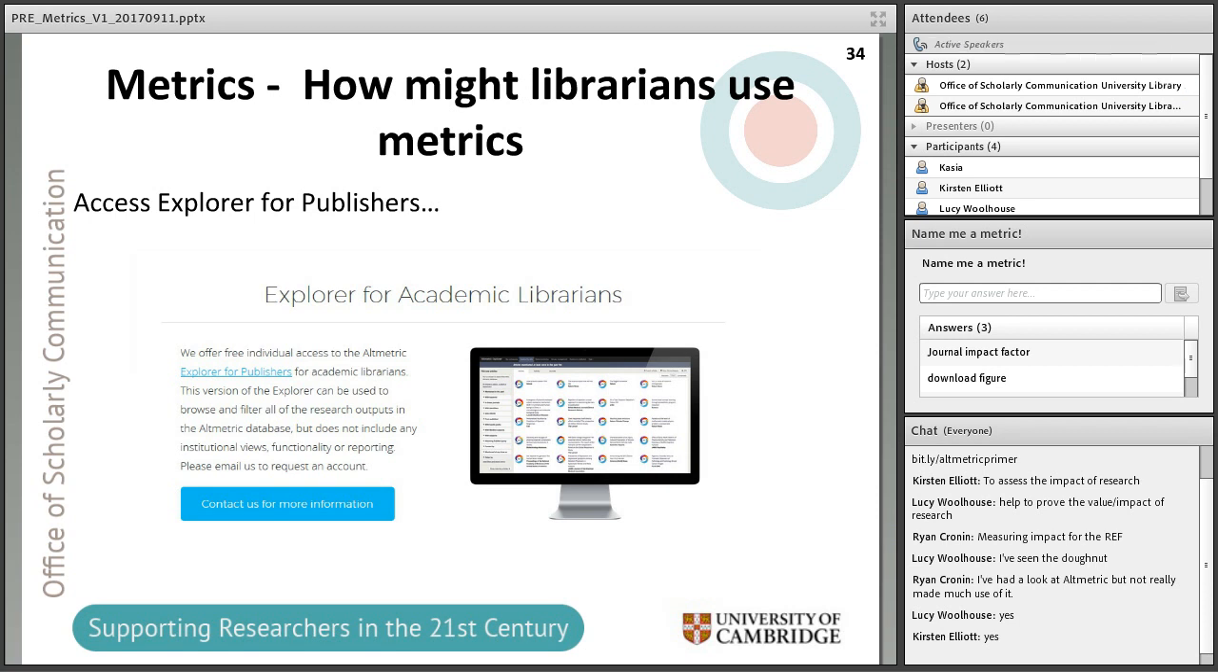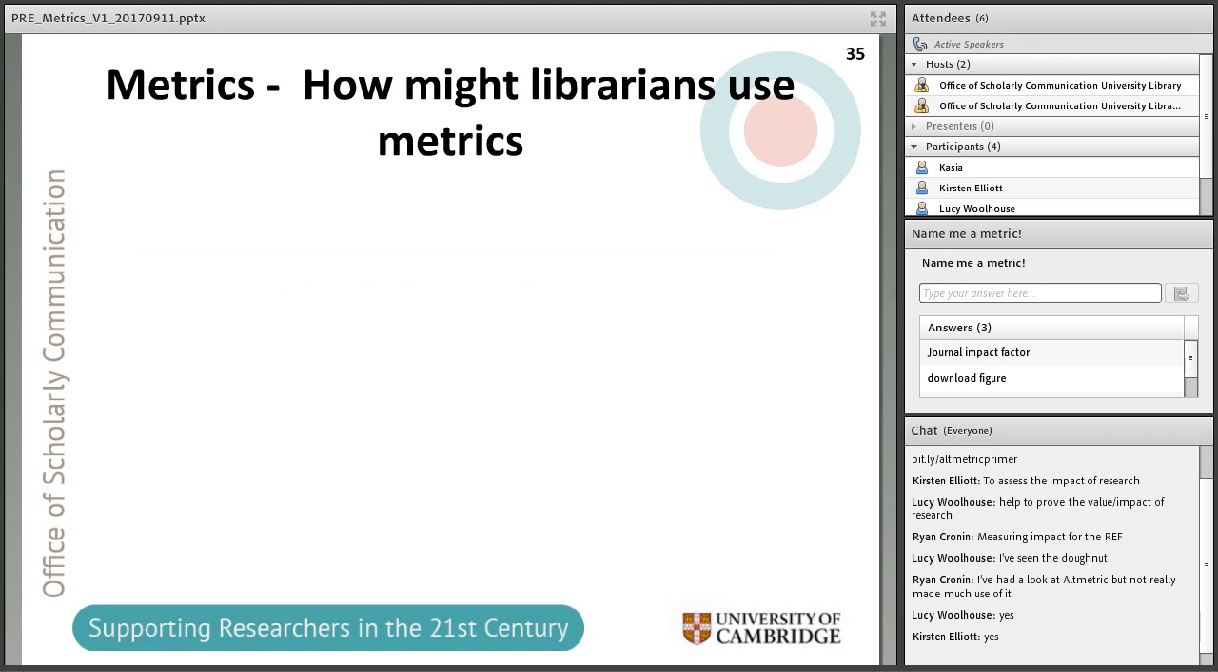You might also be interested in using altmetrics for research, for looking at wider things than just promotional gain. There's something called Explorer for Publishers and Explorer for Academic Librarians. This gives you more information about different publications that you can use in a way that might help you inform different decisions you make in the library. So it might be useful to see what journals people are reading, because you can see the different citations, that kind of thing.